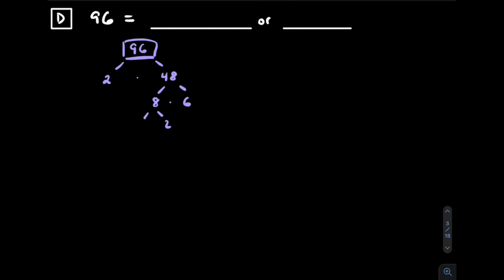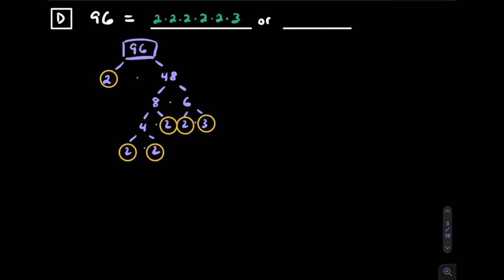8's going to break down into 2 times 4. And 4 can break down into 2 times 2. The 6 over here is also composite, and I can break that down into 2 times 3. It turns out the prime factorization for 96 is 2 times 2 times 2 times 2 times 2 times 3. To use an exponent, we can write this as 2 to the 5th power times 3.